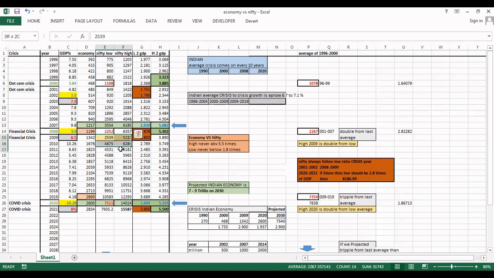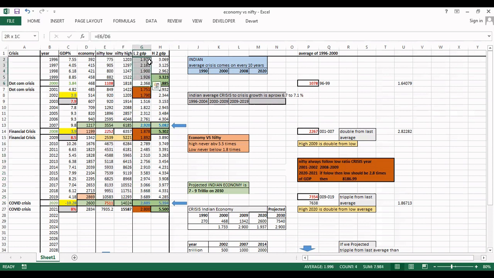Now the average of high and low from the financial crisis to COVID 2020 is 7354, which is almost near 7511. That means there is some correlation going on in Nifty high and low. Now check low against the GDP.